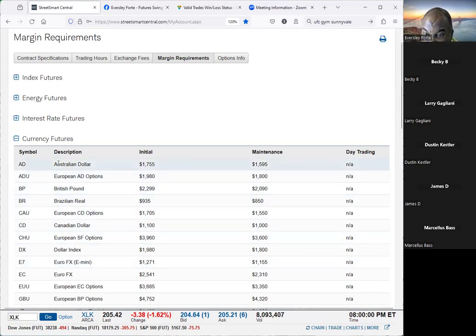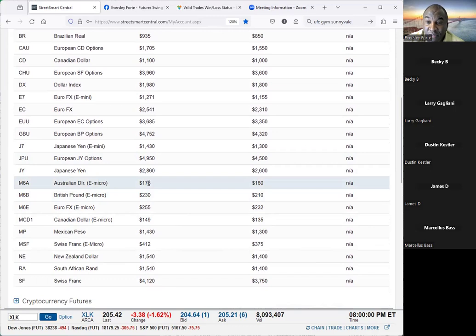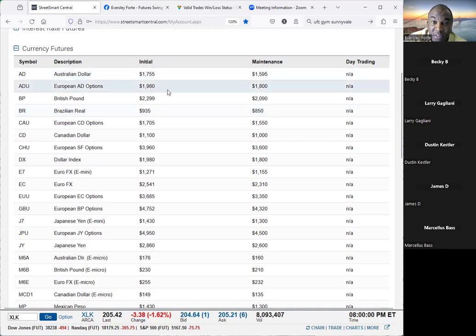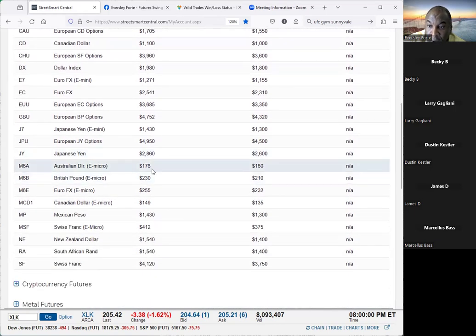All right, so Aussie dollar, $1,700 to trade one full-size contract. But if we go to the micro, it's $176 in margin to open one contract. Okay. If the full-size contract moves one tick, meaning 0.0001, that is $10. We'll keep that in mind when it comes up a little bit later on. If the micro moves 0.0001, that's $1. So every one tick is $1.